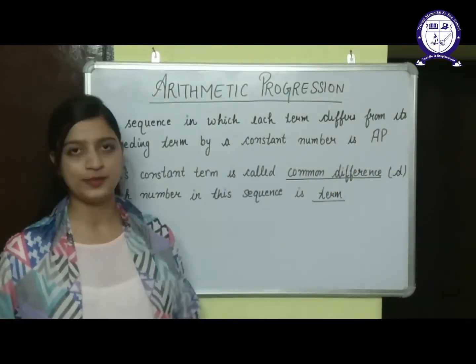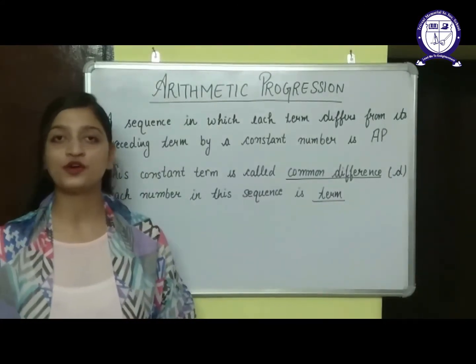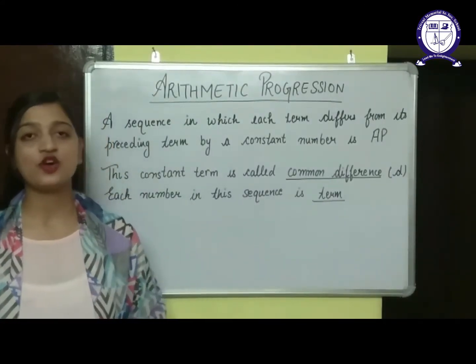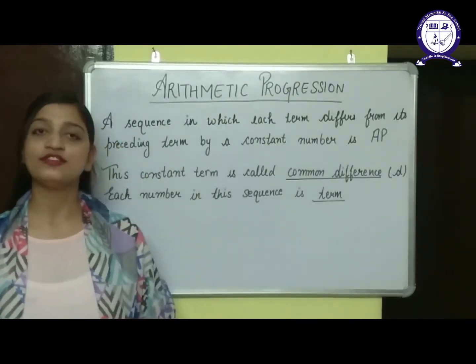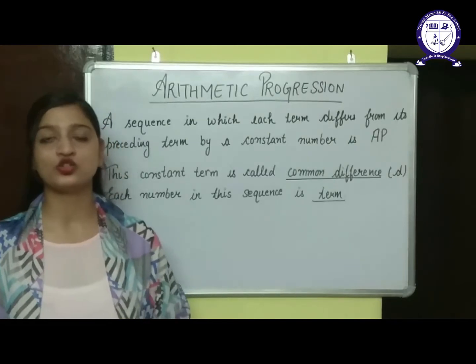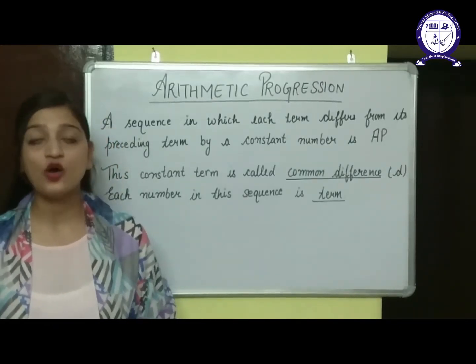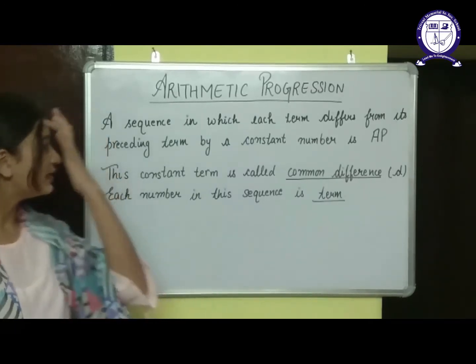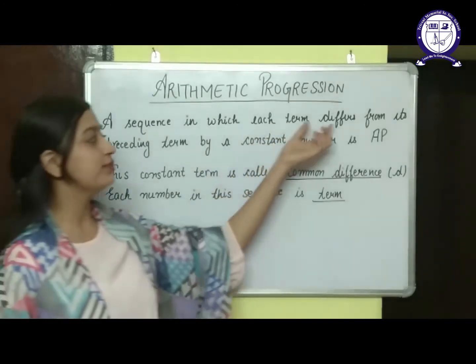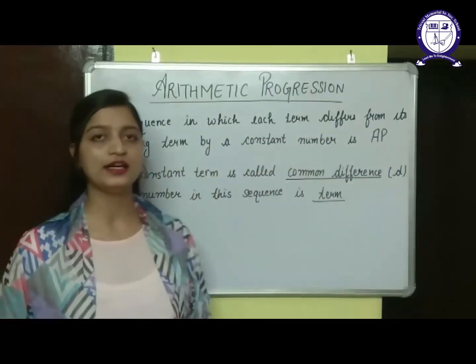AP is arithmetic progression. Now what it says is that, first of all, arithmetic progression is a sequence in which all the numbers will be arranged in a certain order, and it will have a certain rule also. They will be arranged by using some rule. Now in arithmetic progression, that rule is that each term differs from its preceding term by a constant number.